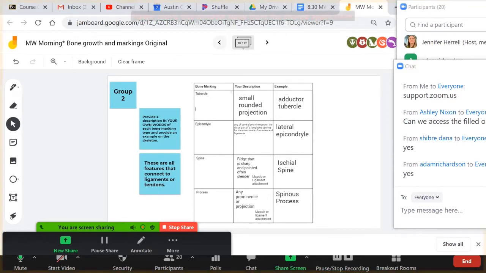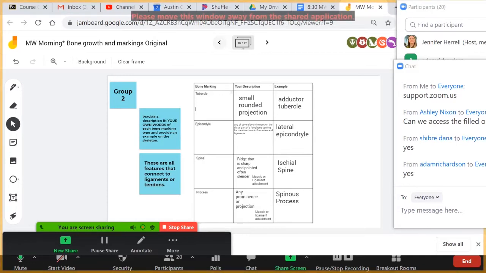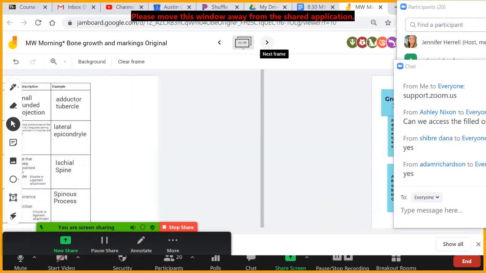All right, next a spine. So I know a spine sounds like the spine in your back, like your vertebral column, but that's a little different. A spine on a bone is a little spike that sticks out. So when you hear spine, think spike. And the ischial spine is a great example of that.